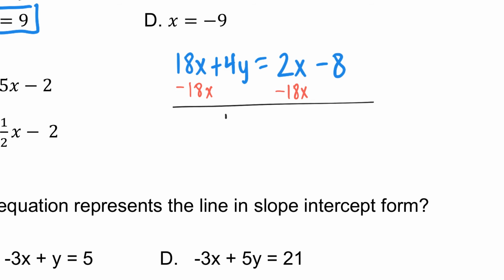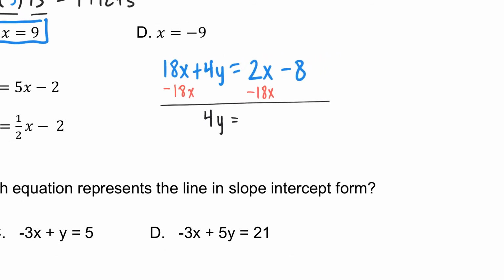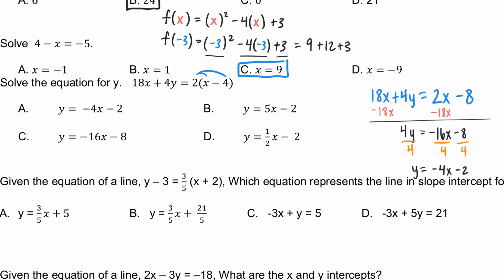When you do that, you get 4y is equal to -16x minus 8. And then if the goal is to get y by itself here, you should divide by 4. Make sure you divide everything by 4. So when you do that, you get y is equal to, all right, -16x over 4 is -4x. And then -8 over 4 is -2. So -4x minus 2 is y. So that's answer choice A there.